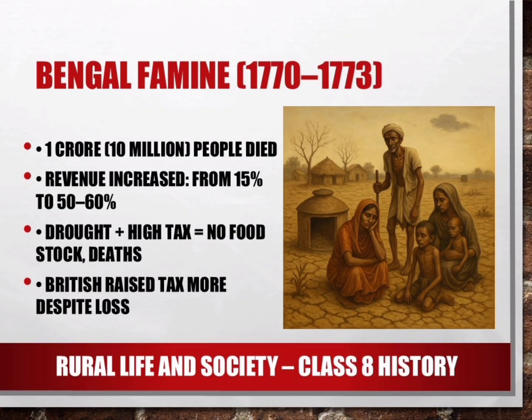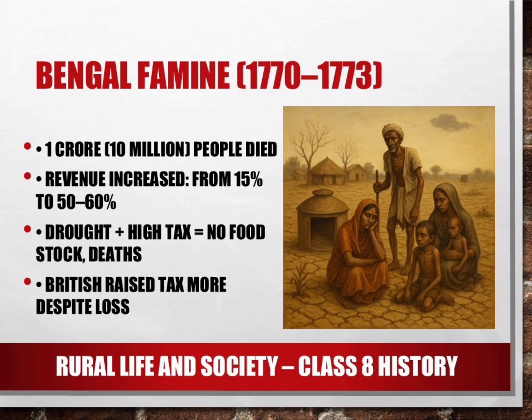Now let's talk about an incident that exposed the cruel side of British policies. The terrible Bengal famine of 1769: the harvest was bad and the rainfall failed. Still, the British collected 50 to 60% tax from the farmers. People had no food left to eat or sell. Around 10 million people died due to the famine. Where revenue failed, the British response was to increase taxes. Just imagine, in the middle of grief and hunger, the company cared only about profit.